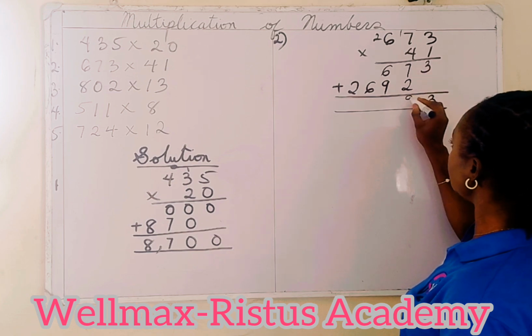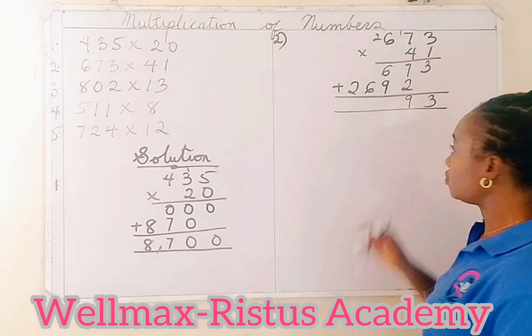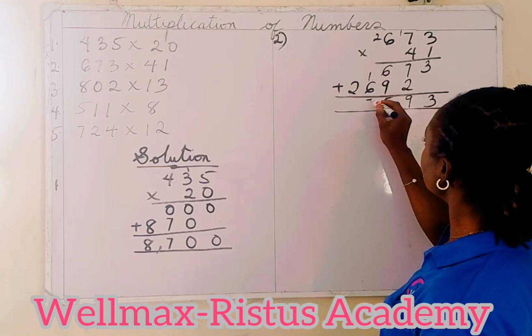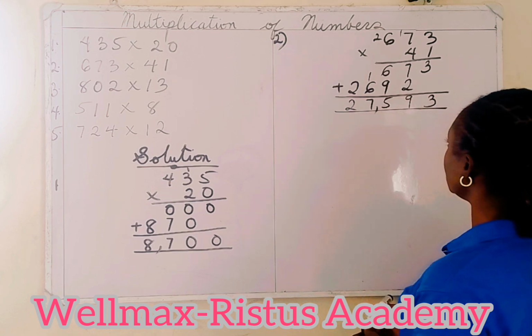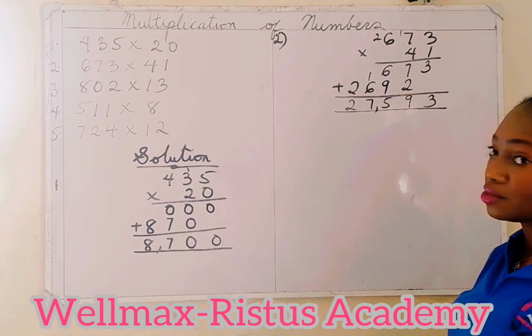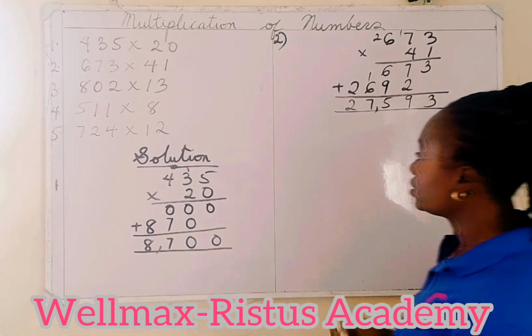7 plus 2 is 9. 9 plus 6 is 15. 6 plus 1 is 7. And we bring down 2. So that gives us 27,593. Okay?